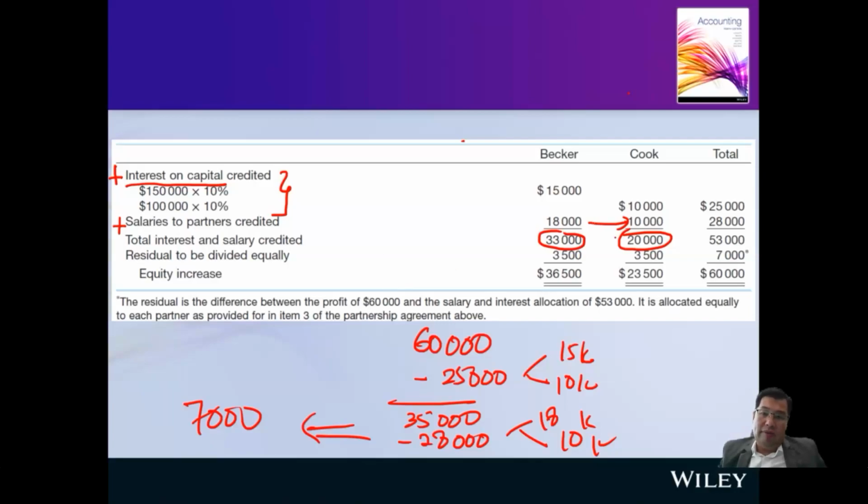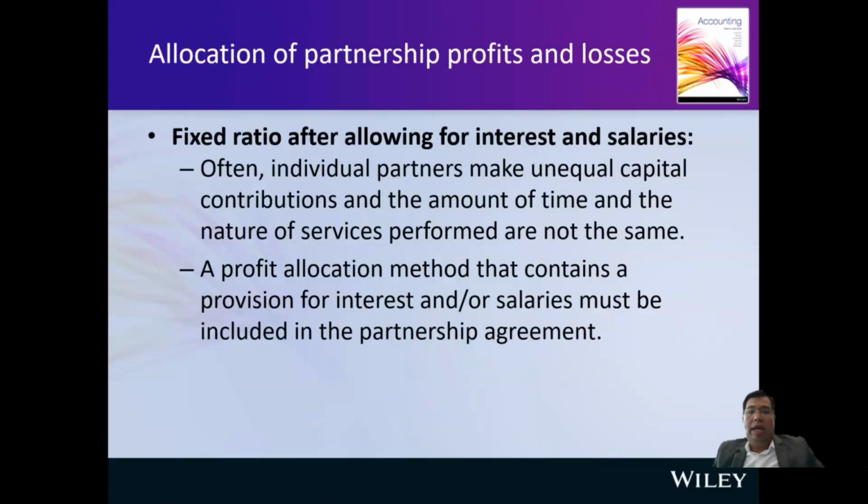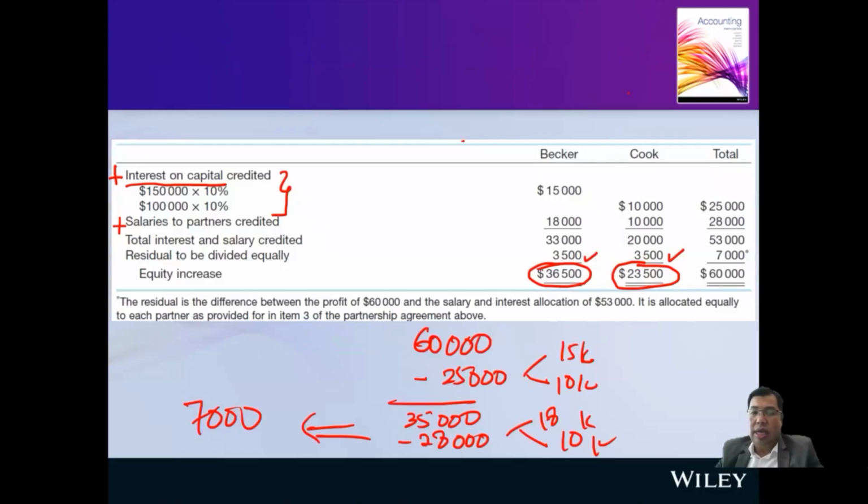So 3,500 for Becker, another 3,500 for Cook. So the total equity increase is 36,500 for Becker, another 23,500 for Cook. So this is the method we call the fixed ratio after allowing for interest and salaries.